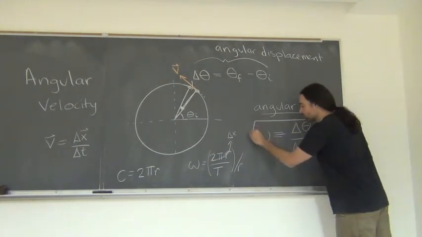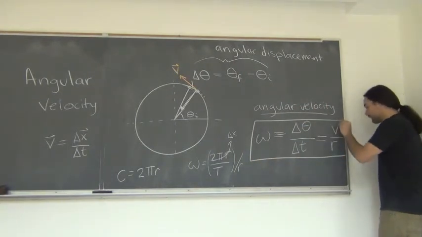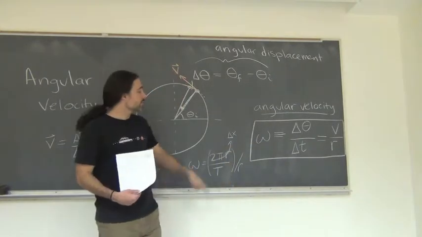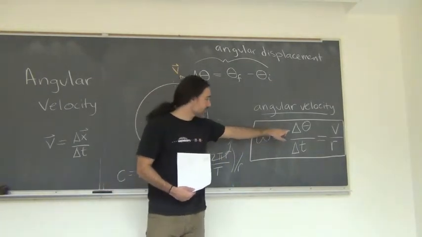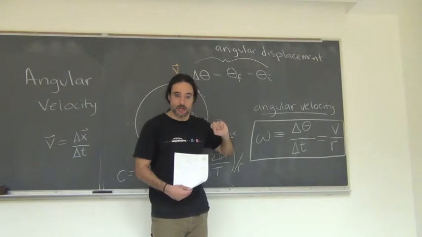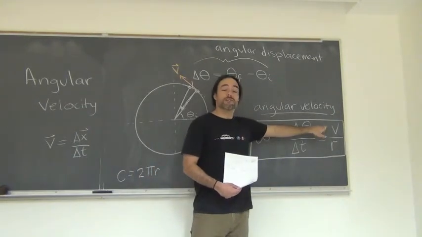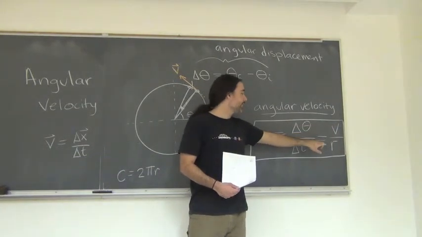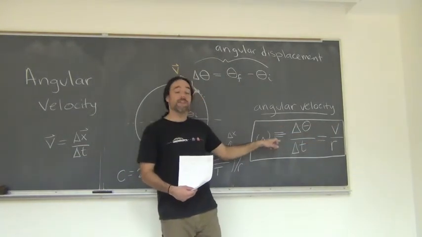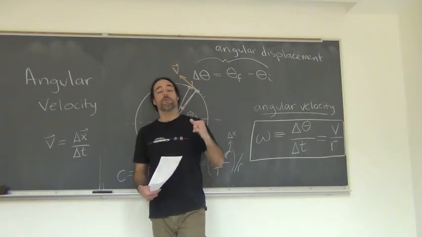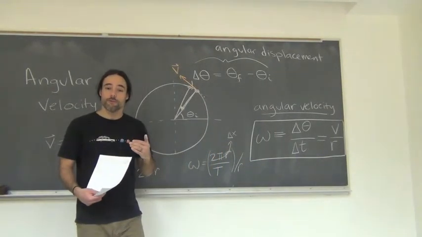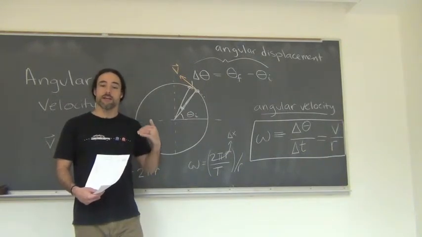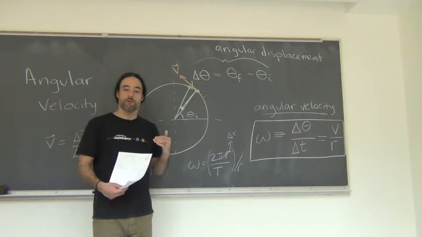So I'm going to put a big box around this because this gives us two things. One, it gives us the definition for the angular velocity. That's just the change in angle divided by the change in time. And second, it relates the regular linear velocity and the radius to the angular velocity. Both of these things are going to be incredibly useful as we describe objects that are rotating or moving in uniform circular motion.